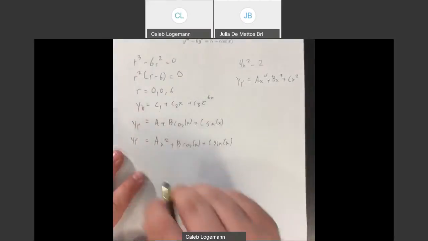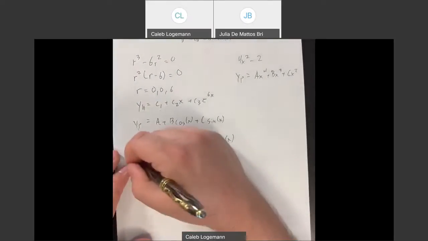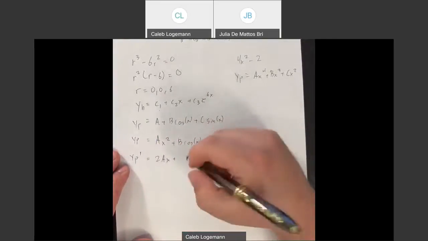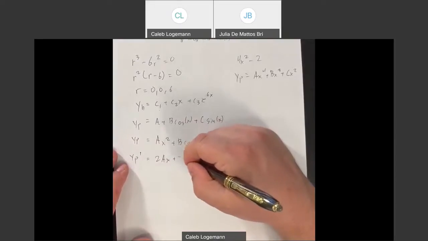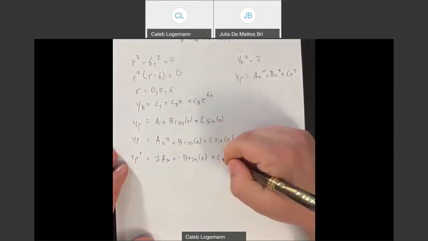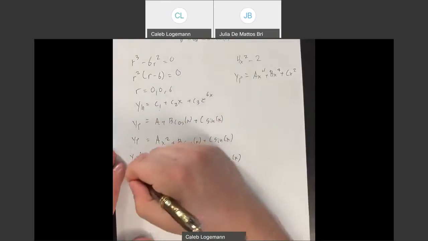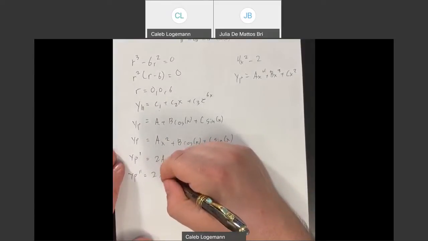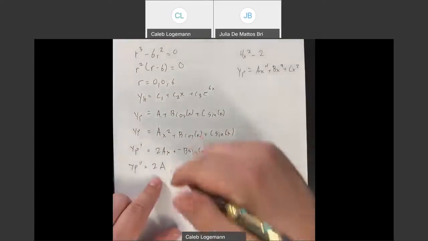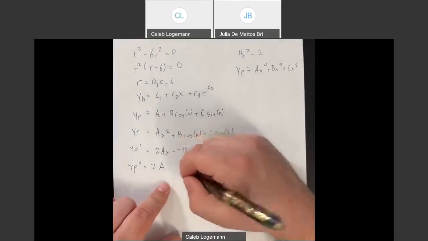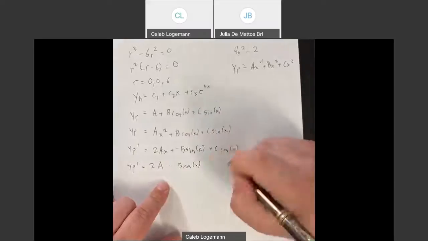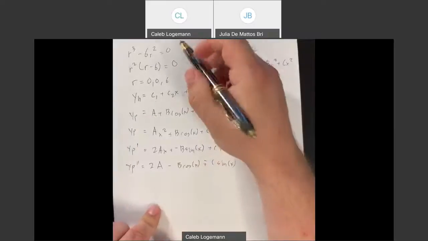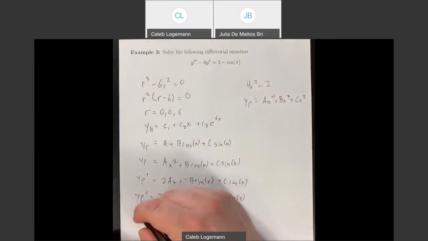Let's plug it in and see what we get here. So we've got to do the first derivative: 2ax plus or minus b sine x plus c cosine x. The second derivative will be 2a and then minus b cosine x minus c sine x. And we need to get a third derivative here because our equation involves a third derivative.